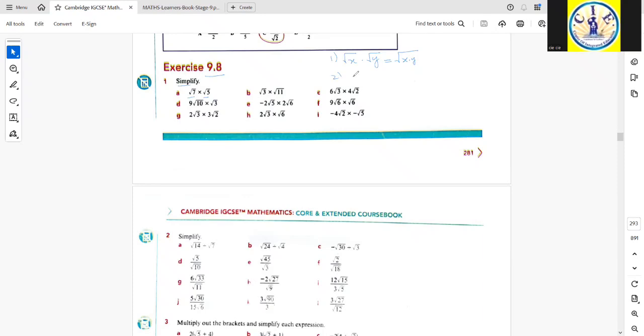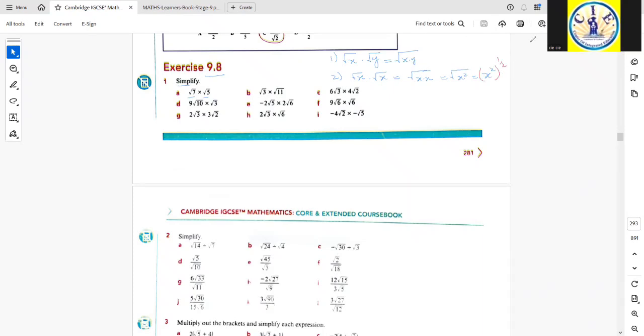Similarly, there is a number x that is to be multiplied with itself. So that could be written, using this rule 1, as x times x. This would be square root of x square, and since you know that the value of the square root is 1 by 2, this will be x square whole raised to the power 1 by 2.